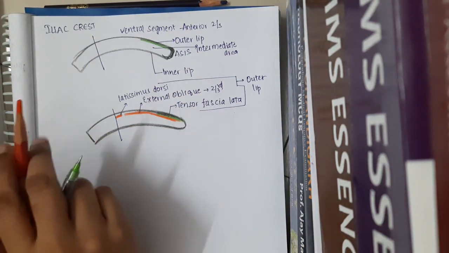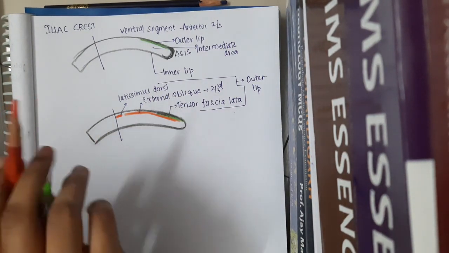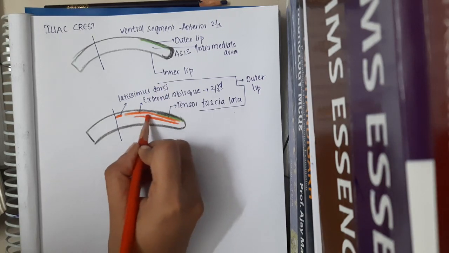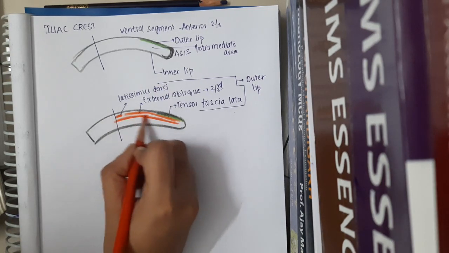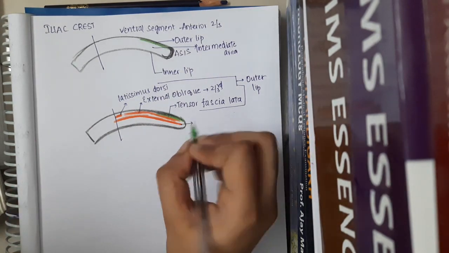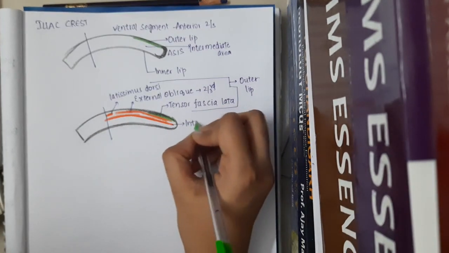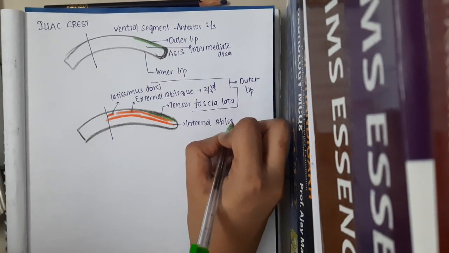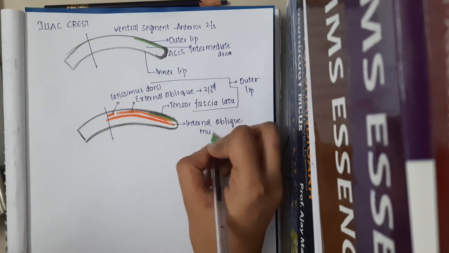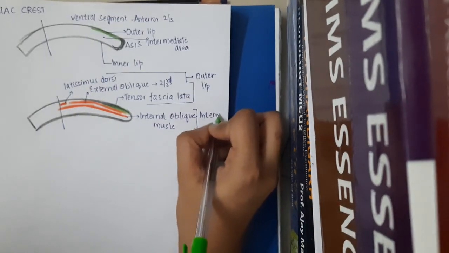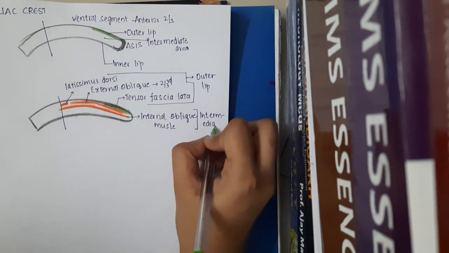Then what about the intermediate area? What is present in the intermediate area? In the whole extent you see internal oblique aponeurosis. This I am drawing here. This one is internal oblique muscle insertion. That is seen in the intermediate lip. In the intermediate area you see internal oblique muscle.